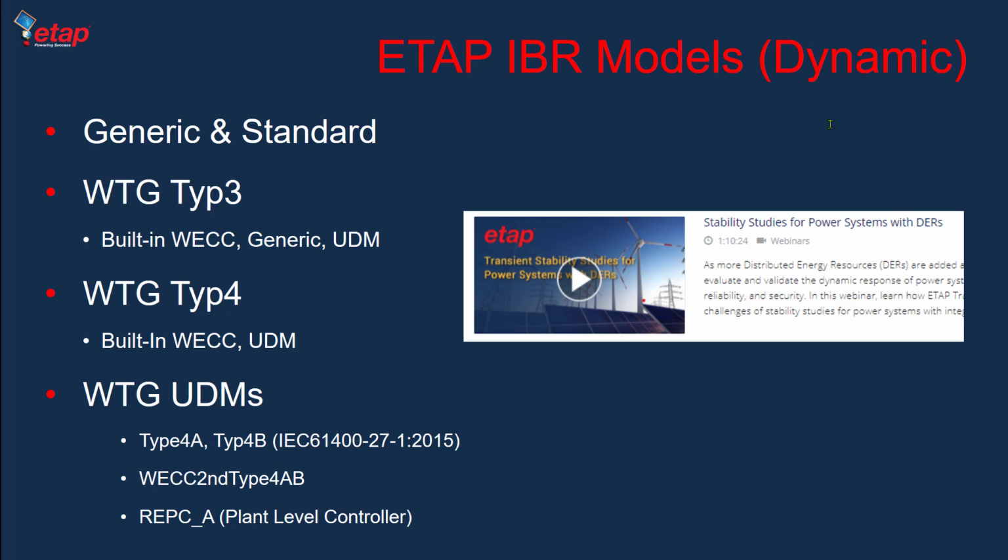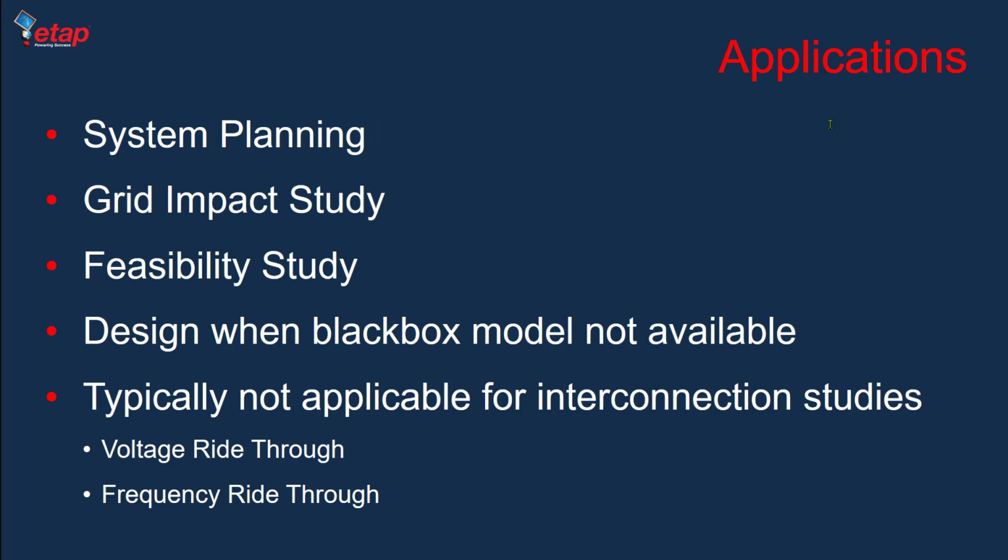But if you're okay to use a generic model, if you're doing feasibility, some designs where the models aren't available, you have lots of models. Go to that webinar and get more detailed information about that. I've also listed here that if you're doing certain feasibility or design studies without a black box, when it's not available, vendor not selected, you can use those types of models. Now, if you are doing grid interconnection studies where you need to do voltage ride-through, frequency ride-through, you need to verify that a certain vendor IBR meets the grid code requirements, you need to use a black box model.